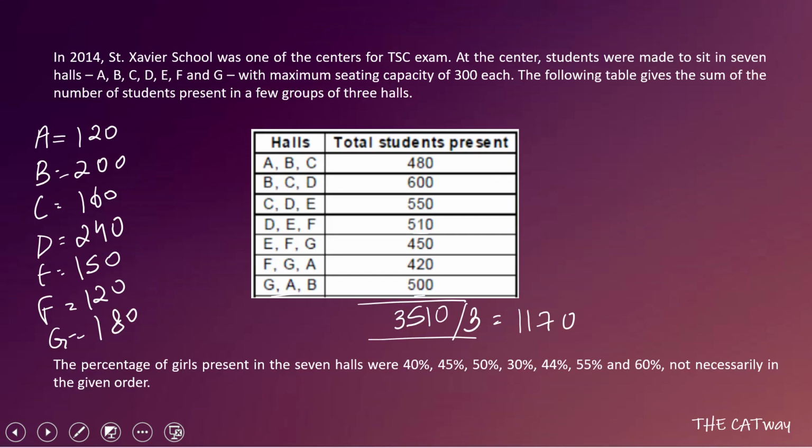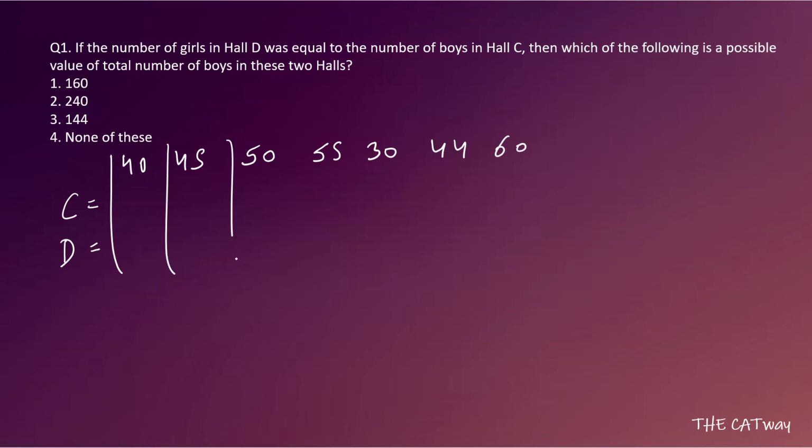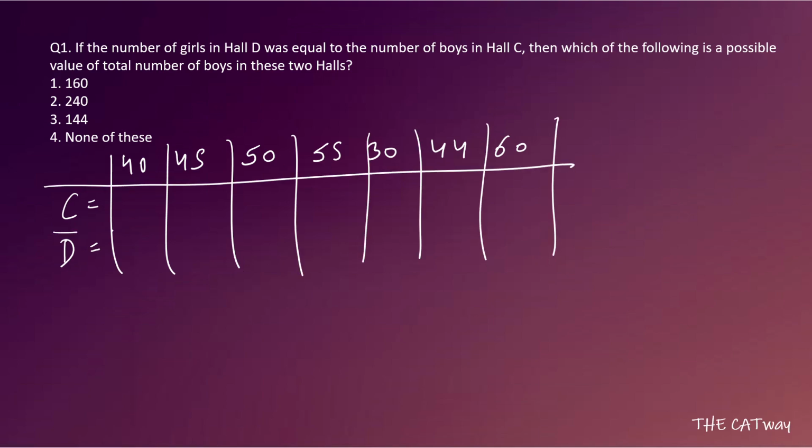So what are the cases which we have? We have 40, 45, 50, 55, 30, 44, 60. These are the 7 cases which we have. Now let's calculate them. Coming to C, the number of students are how many? 160, and in D 240. So 160 and 240. So let's calculate.